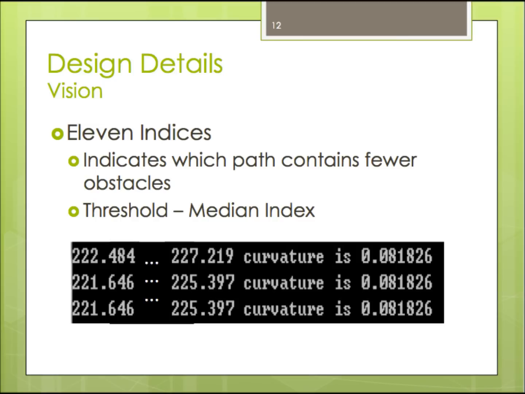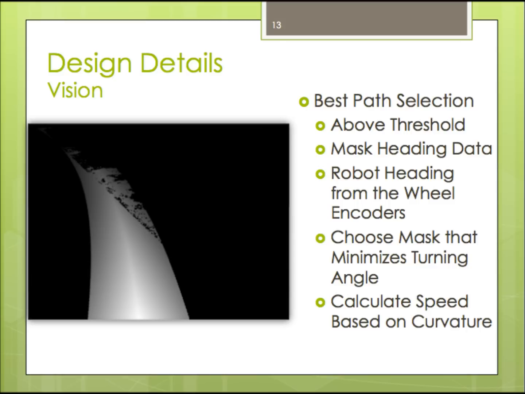After the 11 masks are generated, they will be applied to the real-time video feed from the camera. The 11 corresponding indices will be calculated, indicating which path contains few obstacles. After a bubble sort, the median index will be used as the threshold for selecting the best path. The last step of the vision subsystem is to select the best path.